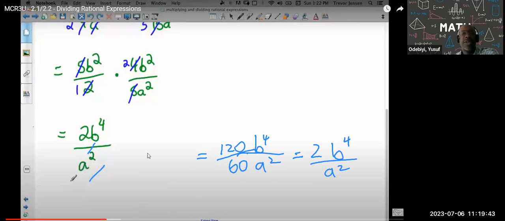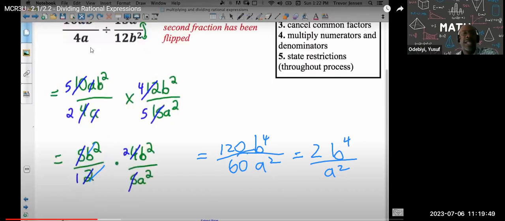Now we have to state the restrictions. The restrictions, if you go back to the beginning, is basically a cannot equal 0 and b cannot equal 0. Even though our final answer has no b in the denominator, there was b at the beginning. So you got to make sure you say b cannot equal 0 as well.